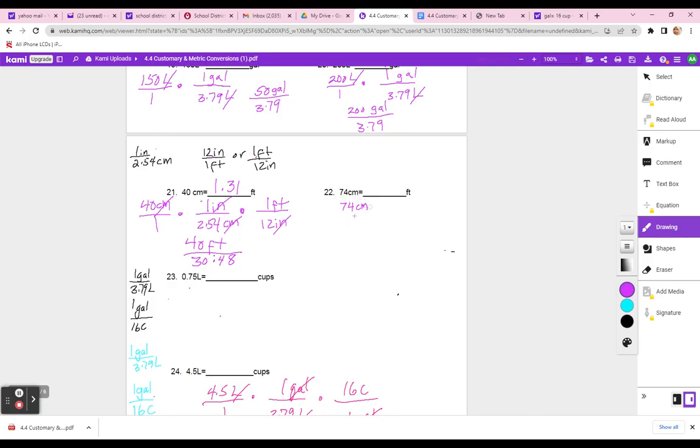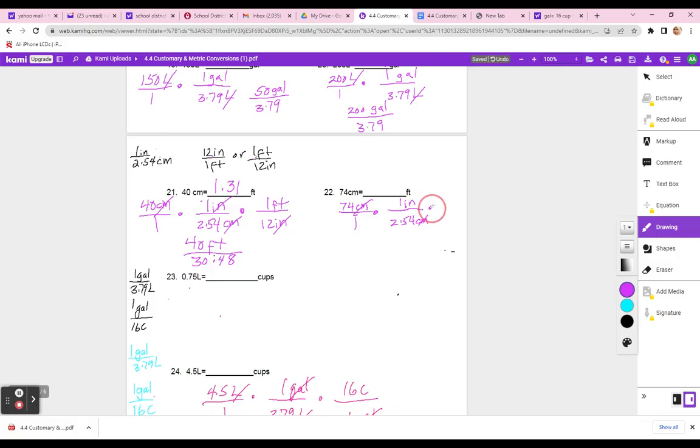74 centimeters. We want to convert that to feet. So I need two conversion factors. The first one I'm going to convert from centimeters to inches. So I'll use this conversion factor. 2.54 centimeters is the same as 1 inch. So the centimeters convert out, and my answer when I'm done will be in inches.